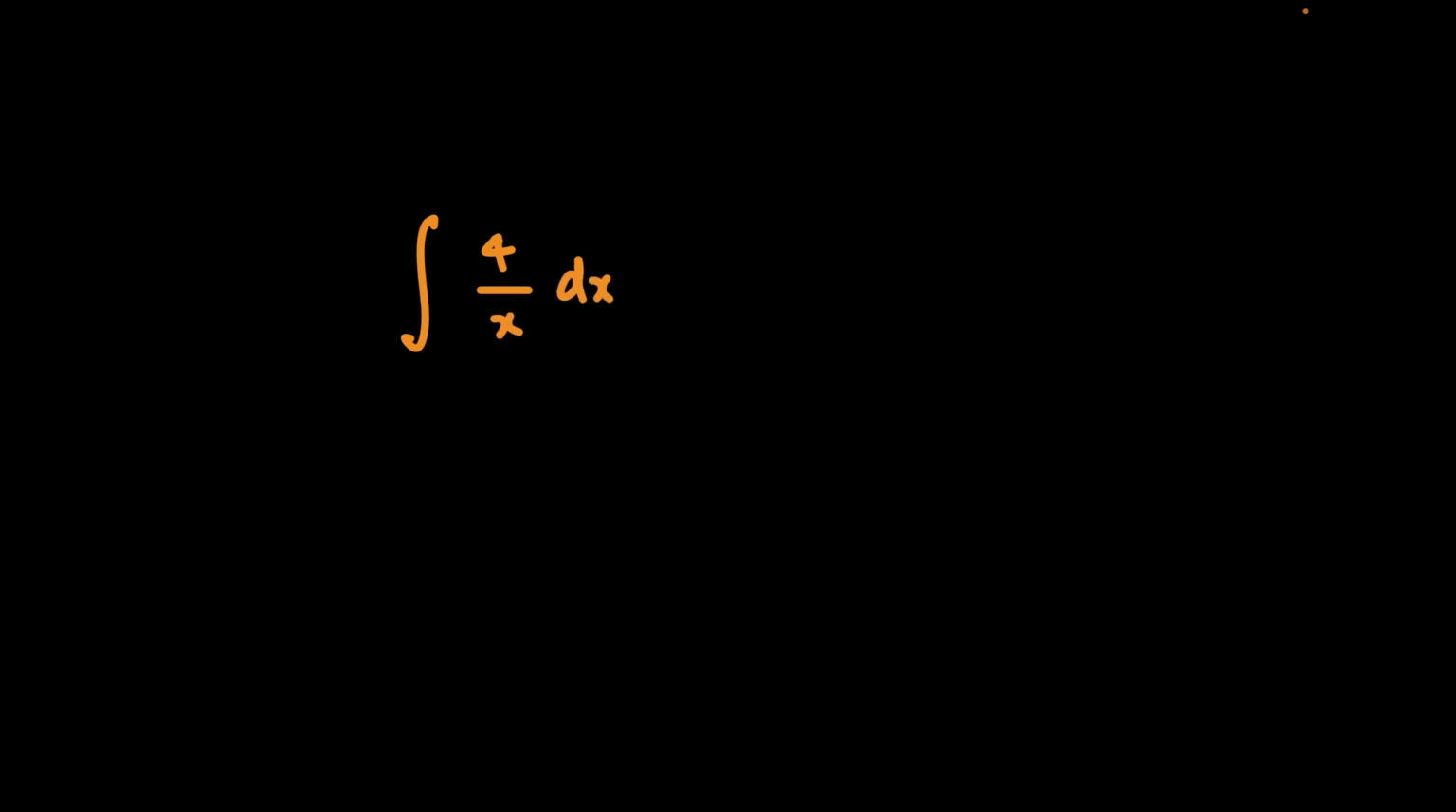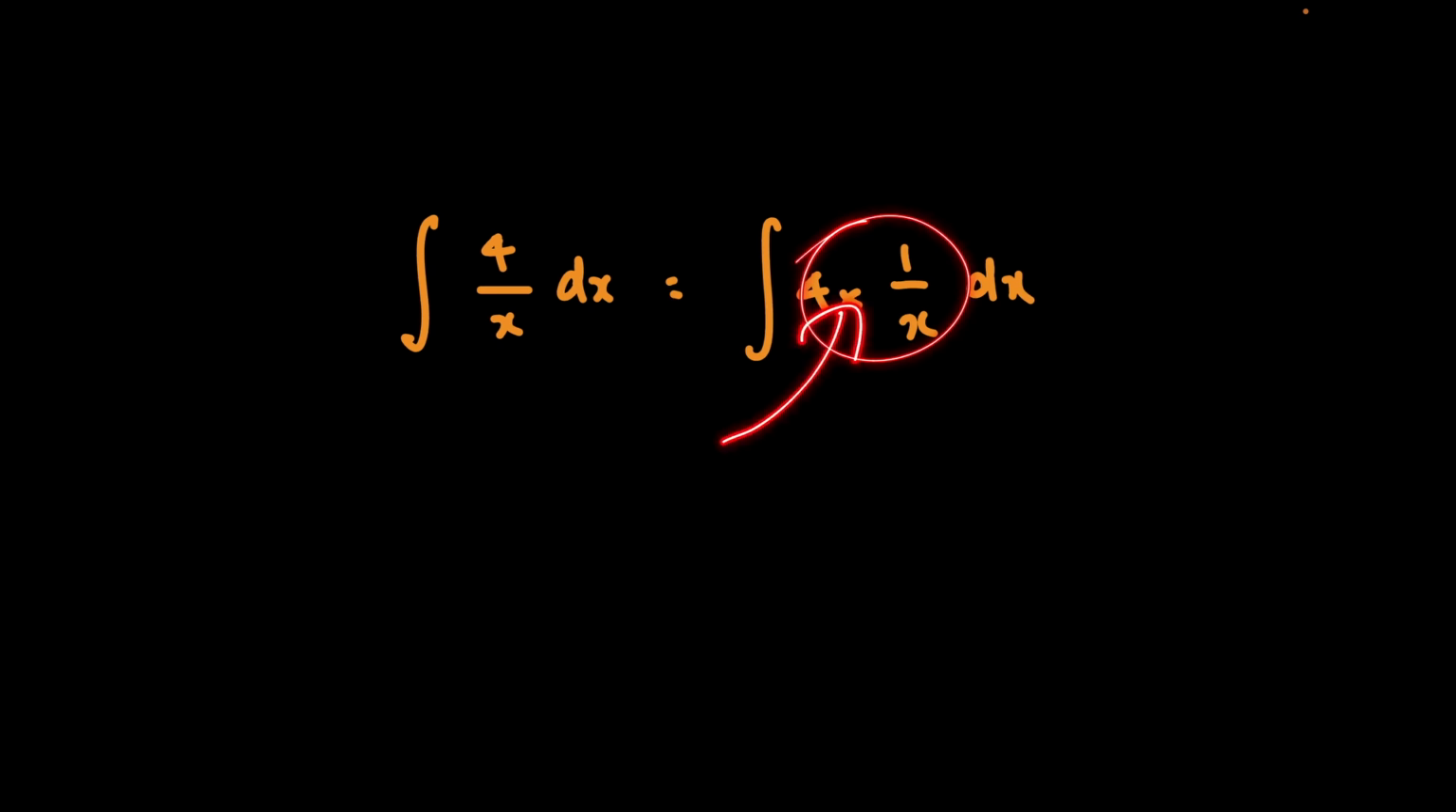Well, I recognize I have a fraction, and if I look at the denominator, I can see that the derivative of the denominator is almost on the top. The derivative of x is just 1. And what I'm able to do here is rewrite this integral as the integral of 4 times 1 over x. Now I do have the derivative of the denominator on the top. But this 4 is still in the way of the actual integral itself.